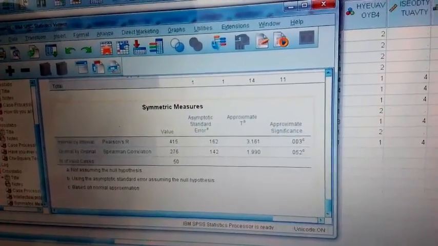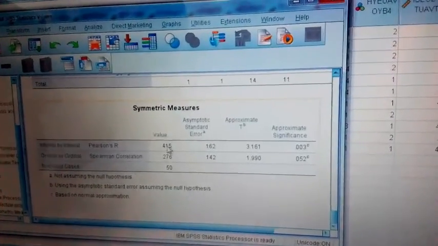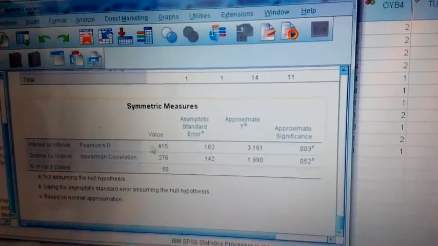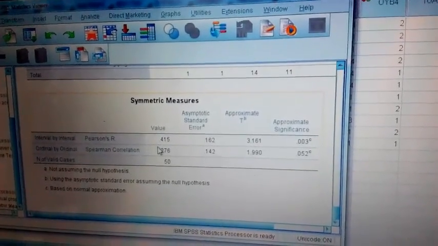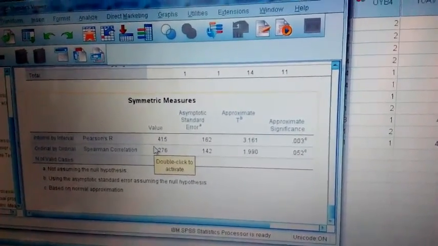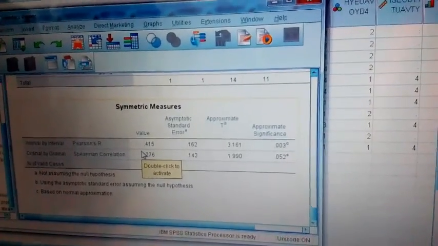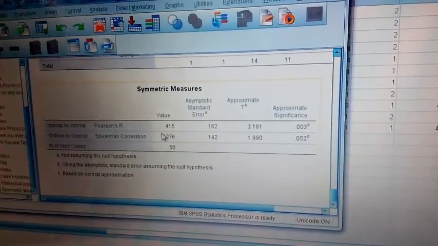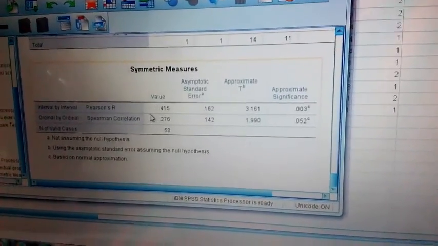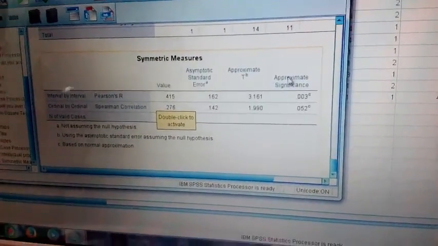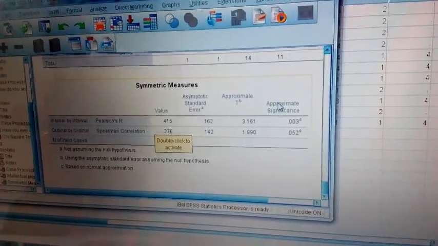How do we know it's positive? Because there is a positive sign. The R value has a positive sign. If there is a negative sign, negative relationship means one up, one down. Positive relationship means up, up, or down, down. So you can report like this. Click only, and you get an answer already.